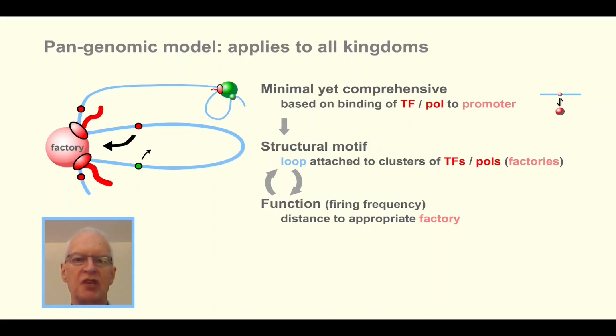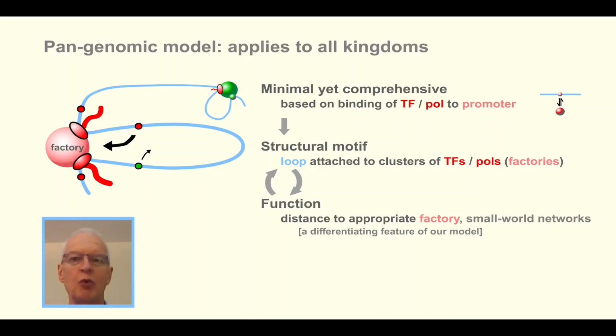The firing frequency is going to depend on the distance of a promoter to an appropriate factory. Here, the red and the green promoters are tethered equally close to the pink factory, but only the red one is likely to fire often. And this is a differentiating feature of our model. And small world networks appear inevitably just by the presence of different appropriately colored factories.